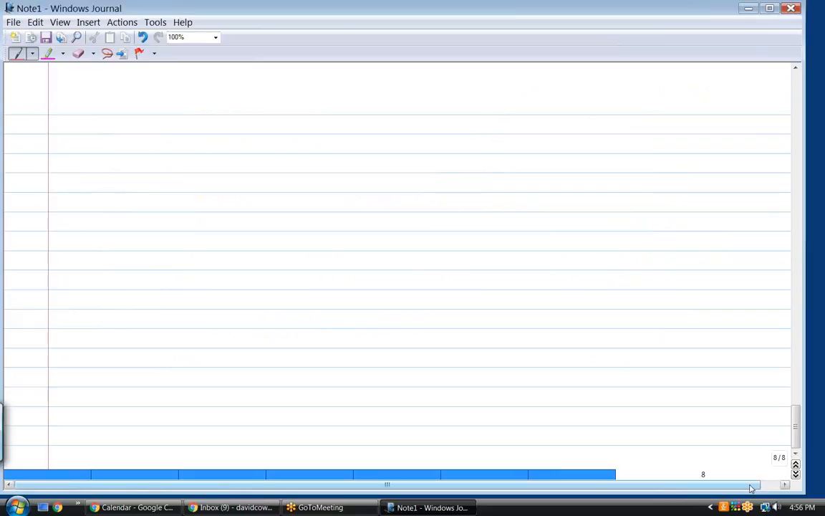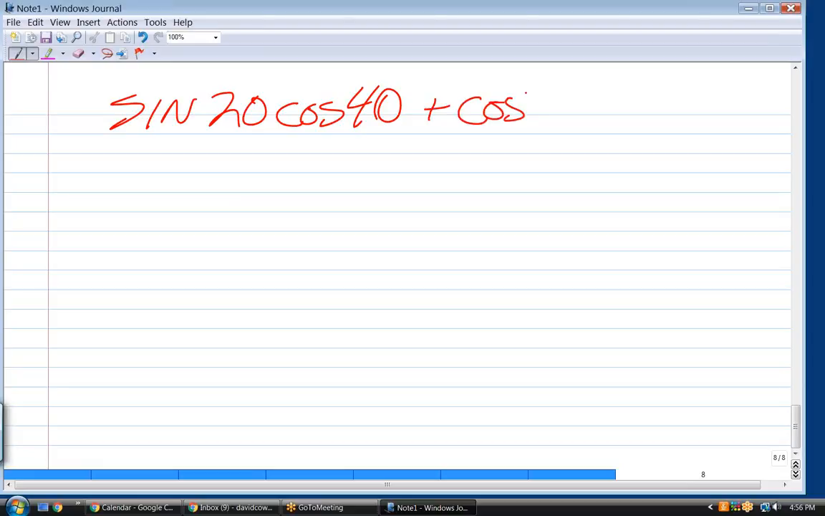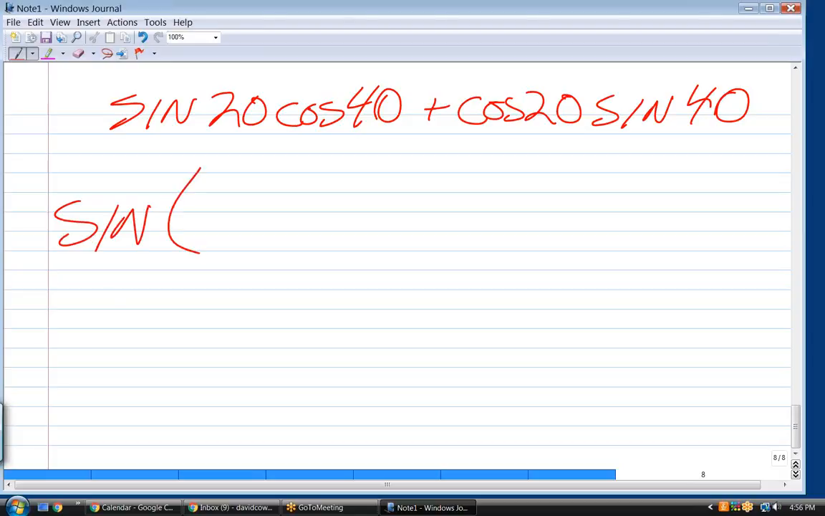I have sine 20, cosine 40, plus cosine 20, and sine 40. What is this the identity for? Sine plus or minus. Sine of what angle? And is it plus or minus, and what's the other angle?